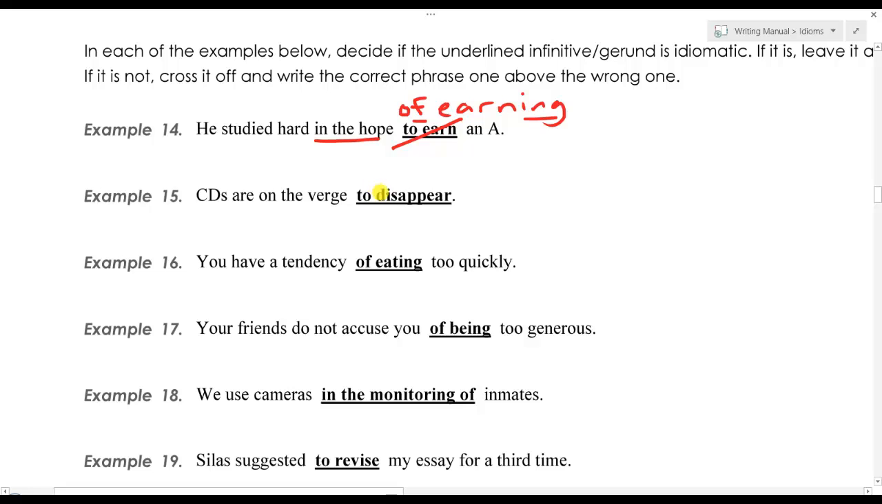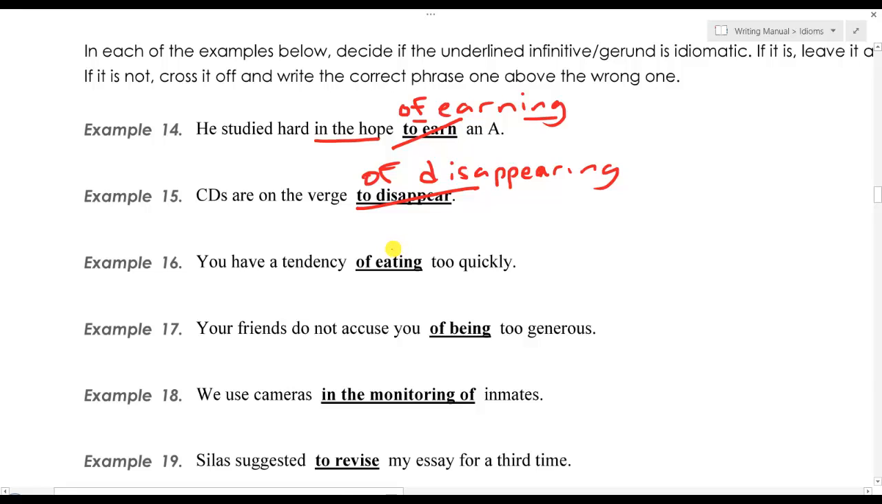CDs are on the verge to disappear. No, things are not on the verge to disappear. Things are on the verge of disappearing. So in both of these cases, you need to change the infinitive to the gerund.